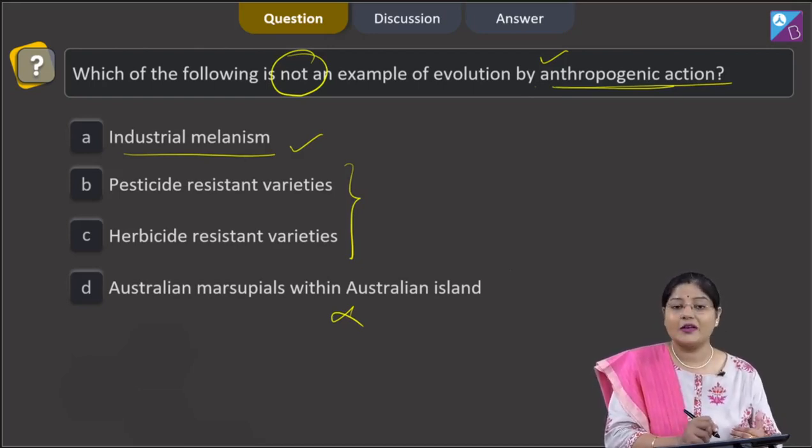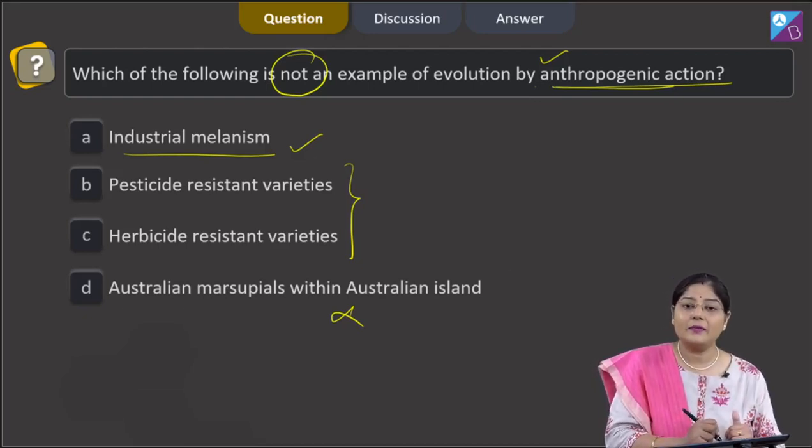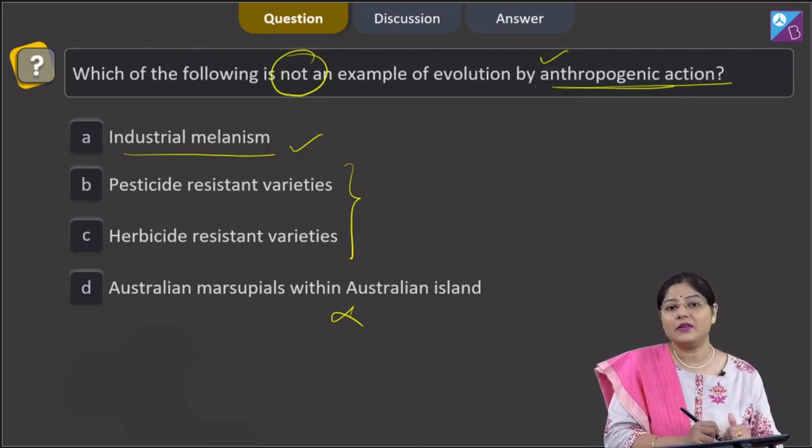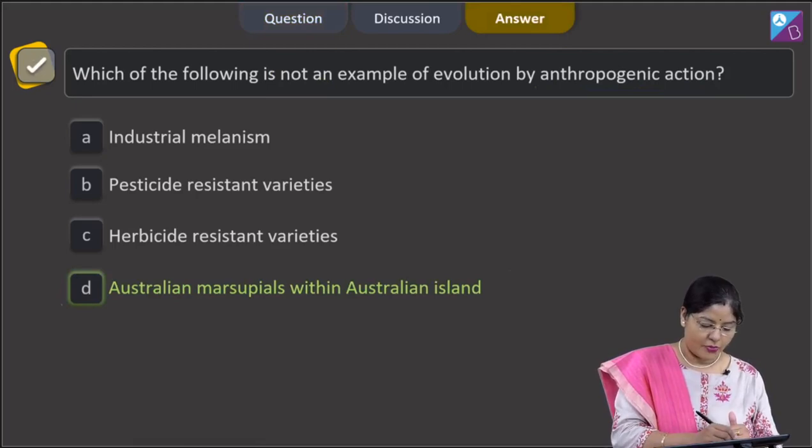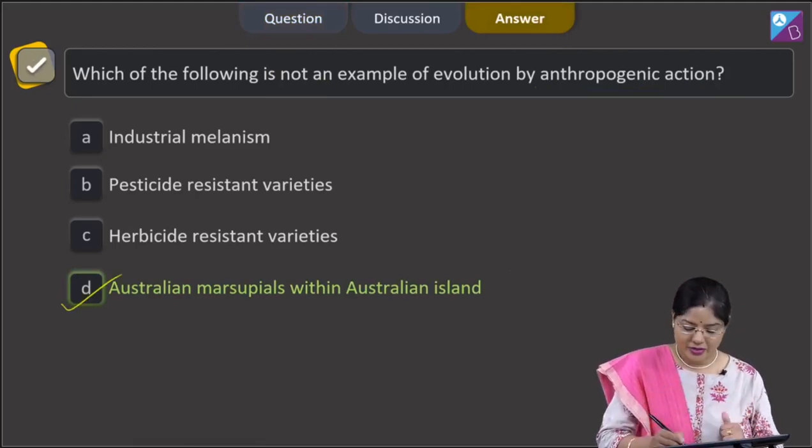Australian marsupials in Australia, they are an example of adaptive radiation. Other examples of adaptive radiation are placental mammals in Australia and Darwin's finches in Galapagos Island. So, the correct answer to this question is option number 4. Now, proceeding to the next question, students.